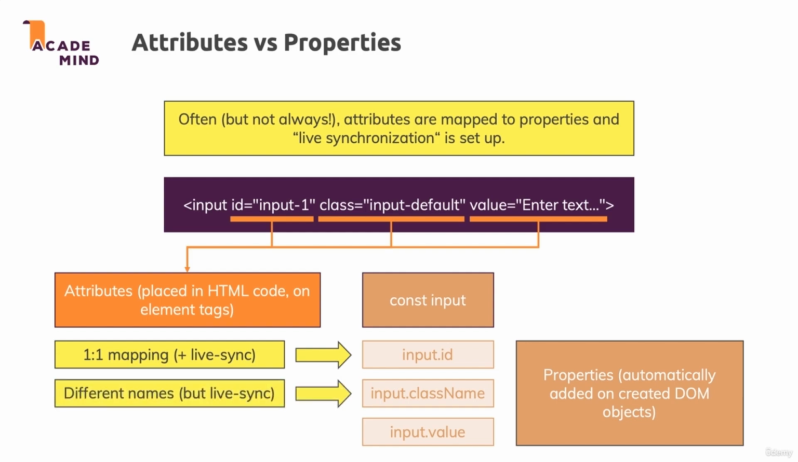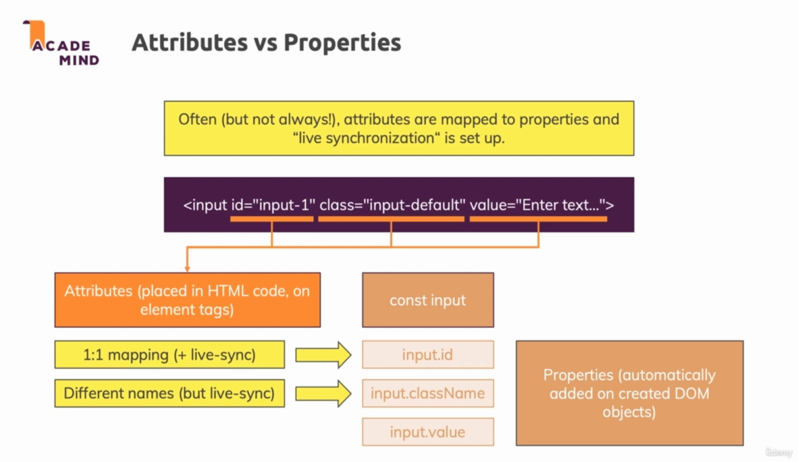Input class name is different. There we also have live synchronization. So if we change the property, the attribute will change. If we change the attribute, the property will change. But the names are not equal, so we don't really have a one-to-one mapping. Class on the input, so on the HTML tag, is translated to a class name property here on the DOM object. And of course, the browser does this automatically. It's just important to note that not always the attribute name is equal to the property name.